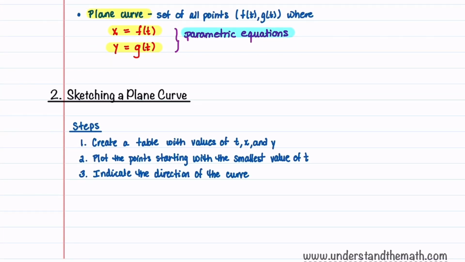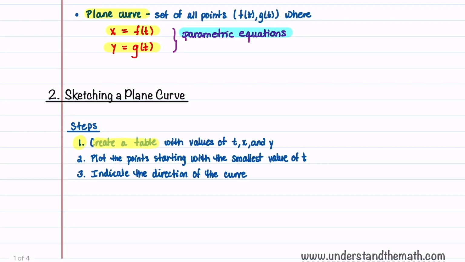We'll now walk through three example problems where we're given parametric equations, x is equal to f of t and y is equal to g of t, and asked to sketch the curve. I've listed three steps that we can follow. The first step is to create a table with values of t, x, and y. The second step is to plot the points, starting with the smallest value of t. And the last step is to use an arrow to indicate the direction of the curve.